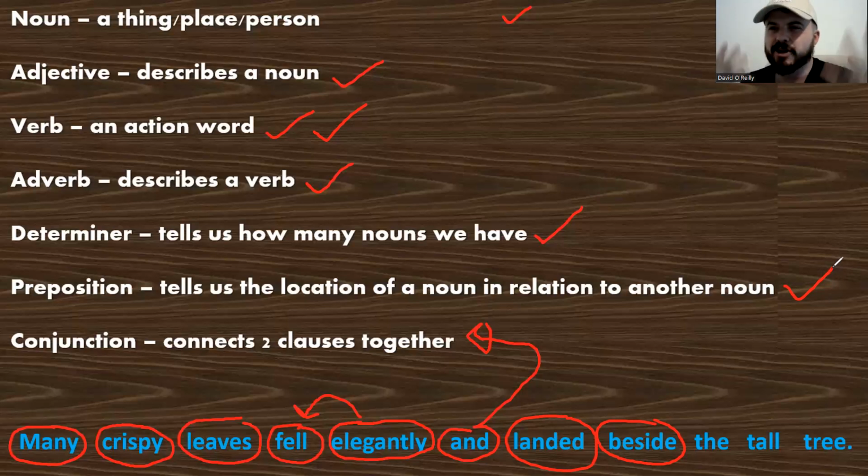So what I like to do and what you should do is look around the room that you're in and think about two nouns and where they are in relation to each other. And that word that you naturally use would be the preposition.